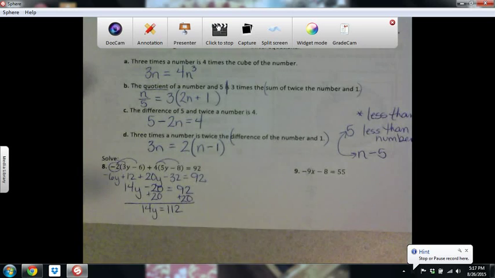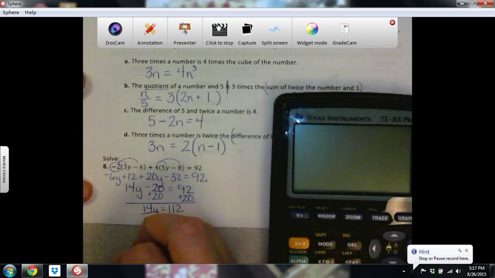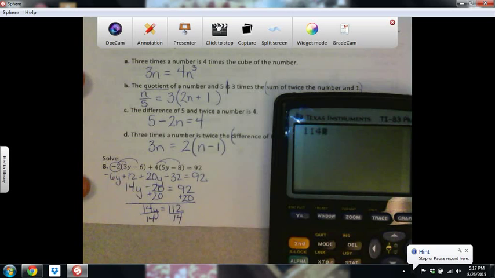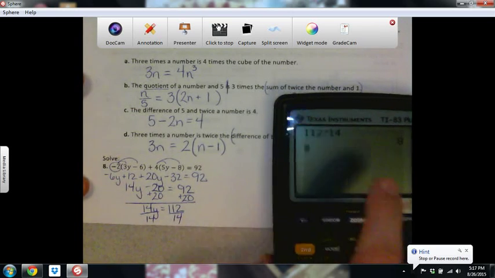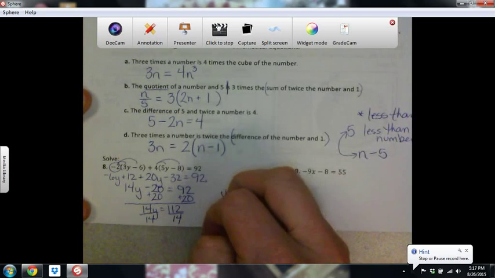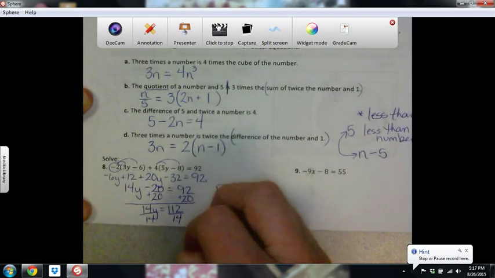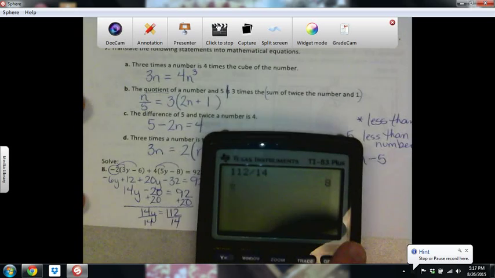112, and then I need to go to my calculator, divide by 14 on both sides, and I would say 112 divided by 14 gives me 8. So y equals 8. I can certainly go back and plug that back in, and I do recommend that you do that.